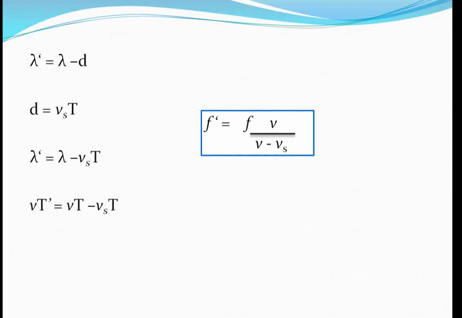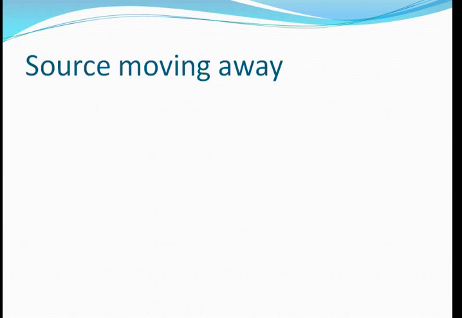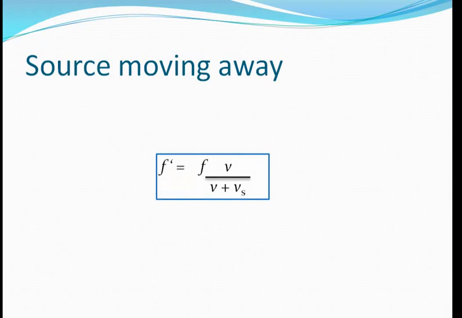The source in this case is moving towards the observer with a velocity equal to vs. When the source is moving away, by similar calculations, we can obtain the expression for the apparent frequency detected by the observer as f into v divided by v plus vs. In this case, vs is the speed with which the source is moving away from the observer. Now you see, the observer is moving away, the observer is moving near, the source is moving away, the source is coming nearer. So many formulas, so many equations.